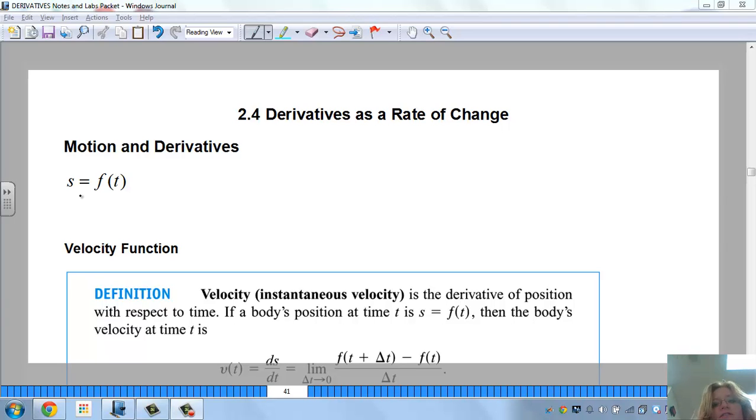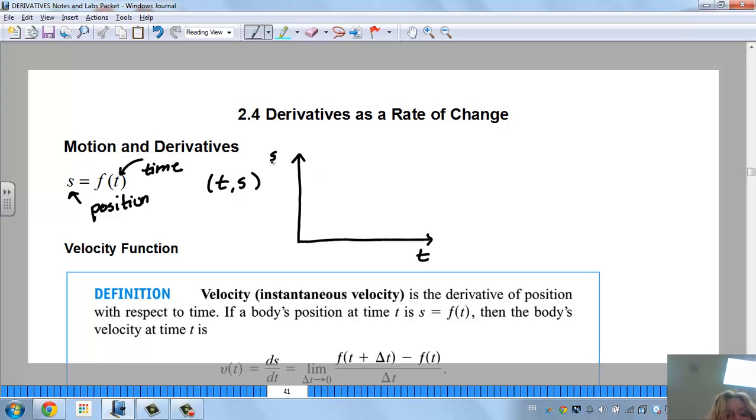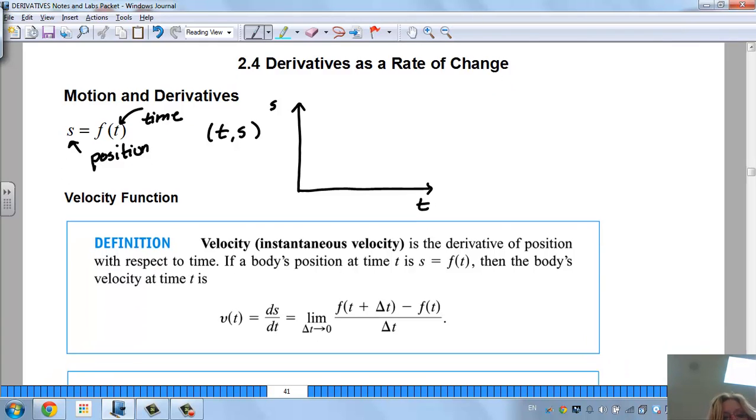Well, welcome to derivatives as a rate of change. I'm going to go through these notes as an introduction, but you've seen some of this before, so this is just to review. We're going to talk about motion and derivatives. If I had s equals f of t, and t usually stands for time, and s is our position, so this is our position function again. If I had a point, it would be the point (t, s). If I was going to graph that, you'd have your time on your x-axis and your position on your y-axis, and that would be your position function.